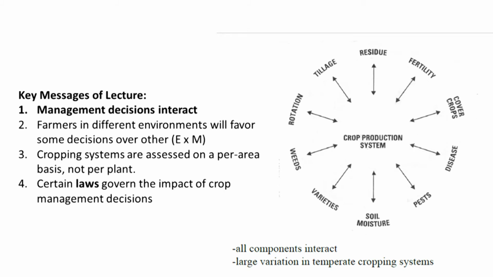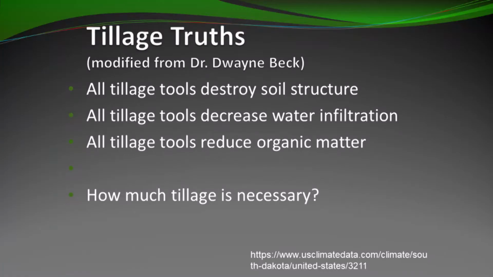Key message number one of this video is that crop management decisions interact. While management itself interacts with environment and genetics, like I want to harp on in this course, management decisions themselves are going to interact and influence each other. The second takeaway is that the types of management decisions farmers in a given area are going to favor has a lot to do with the environment. Okay, so this is E by M interaction.